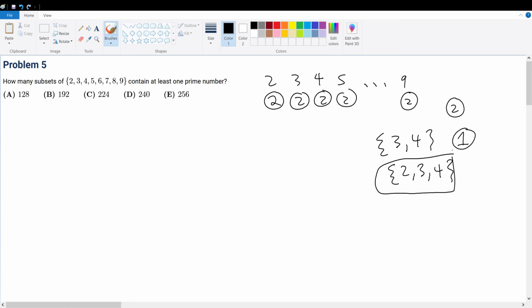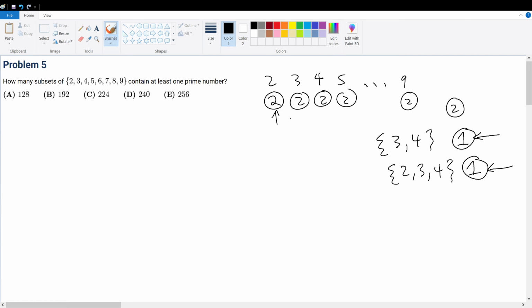The subset 2, 3, 4 contains 2. So what is the only possible way for 2 to exist? Well, the only way is for it to be present within the subset. So this possibility accounts for the fact that 2 does not exist, and this possibility accounts for the fact that 2 does exist, which is why you have two cases for each number existing within a given subset.